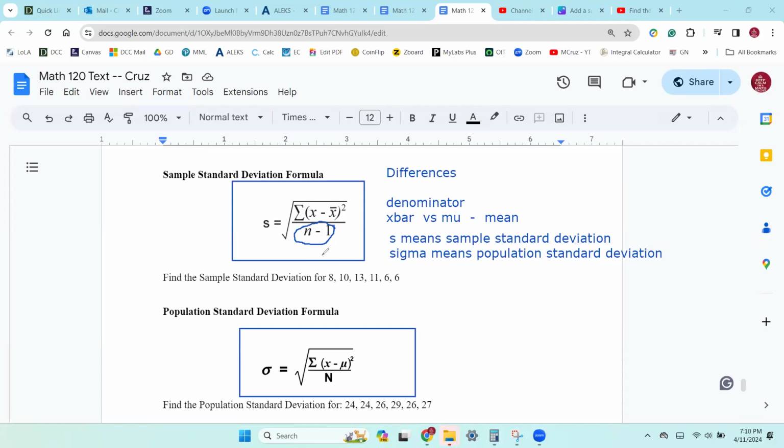Because we're dealing with a sample, we've got a potential for error because we don't have the whole set. So the n minus 1 kind of shifts the margin of error, I guess, to err on the side of caution. So that's why that's there. When it's a sample, you subtract 1 from n. So that's really the only difference.